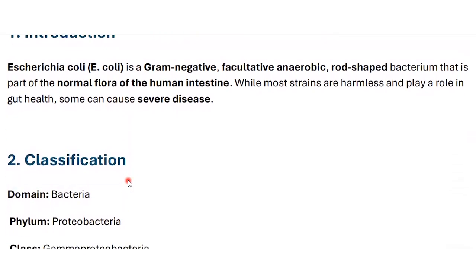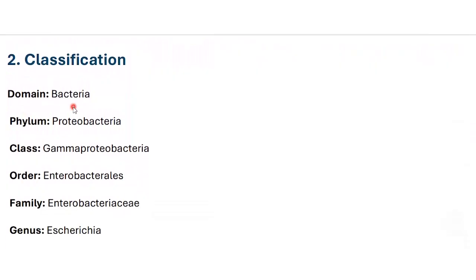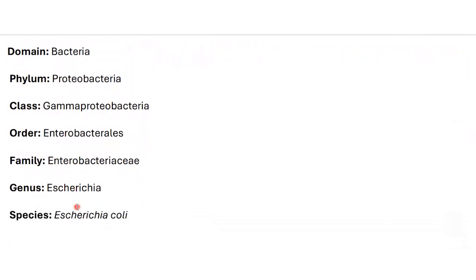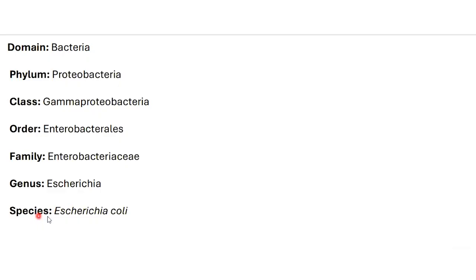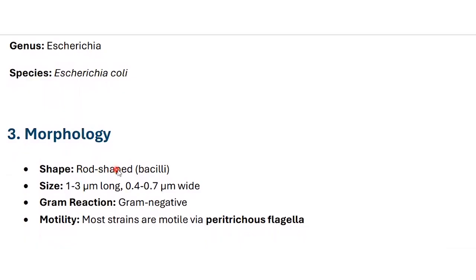If we talk about the classification of E. coli, the domain is bacteria, phylum Proteobacteria, class Gamma Proteobacteria, order Enterobacteriales, family Enterobacteriaceae, genus Escherichia, and species is Escherichia coli. Morphology: it's a rod-shaped bacteria, that is bacilli. Size of E. coli is 1 to 3 micrometers long and 0.4 to 0.7 micrometers wide.